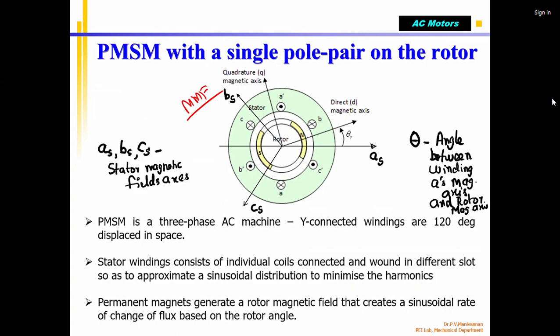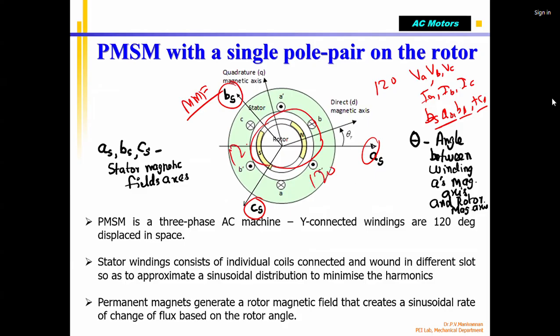It is 120 degrees because the 3 phases total 360. Okay, so the voltages and currents are VA, VB, VC, IA, IB, IC. Here we are talking about AS, BS, and CS. These are the magnetic flux axes, MMF axes, correct? They are also separated by 120 degrees. You can see here, CS axis here, BS is here, AS. If you measure this angle, it will be 120 degrees between the 3. 120, 120.